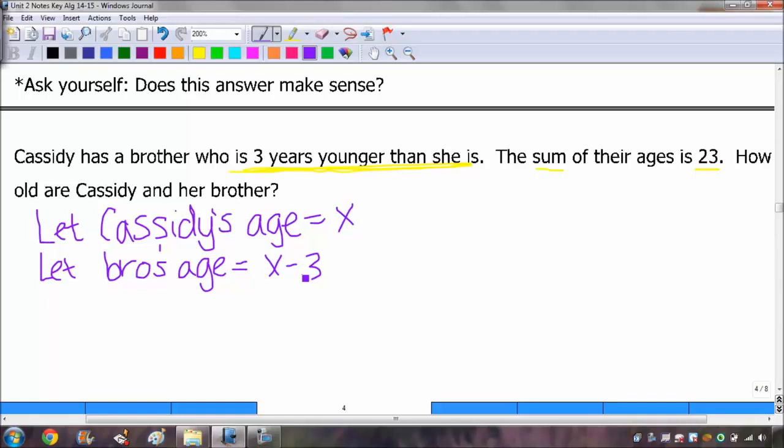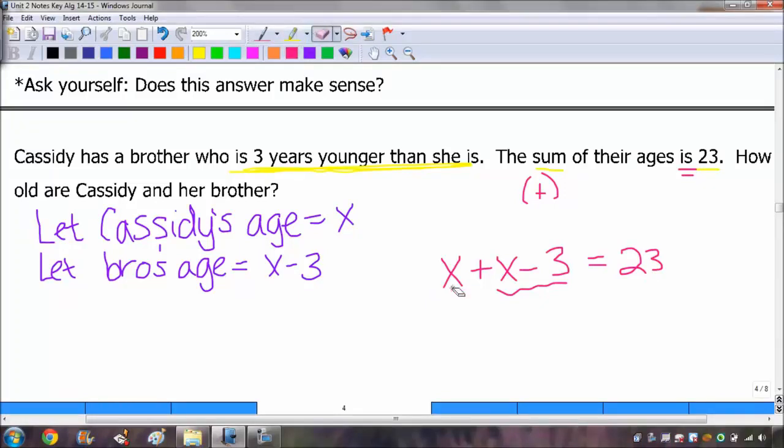So I asked myself, how many things do I not know? I didn't know 2 things, so I wrote 2 let statements. Now that I've written my 2 let statements, I can write my equation. Writing the equation is super easy because I have my let statements. It says the sum of their ages, so that means I'm going to add their 2 ages together, is 23. So I'm going to take Cassidy's age, and then I'm going to take the brother's age, and I'm going to add them together. So here's Cassidy's age, here's the brother's age, okay? And it's going to equal 23 because it says is, which means equals 23.